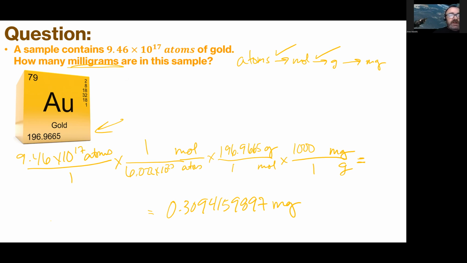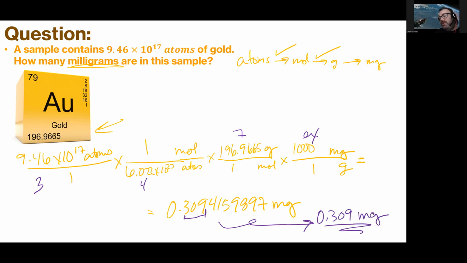All right, let's figure out our significant figures. This is 3. Oh, that's purple. We'll leave it. This is 4, this is 7, and this is exact. So we want 3 significant figures here. That's the 309. Remember, this leading 0 doesn't count. So we can round this to 0.309 milligrams. Okay, cool. Let's see, I think I have another one.